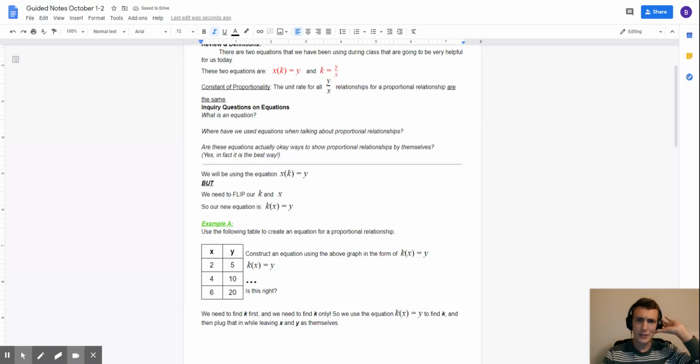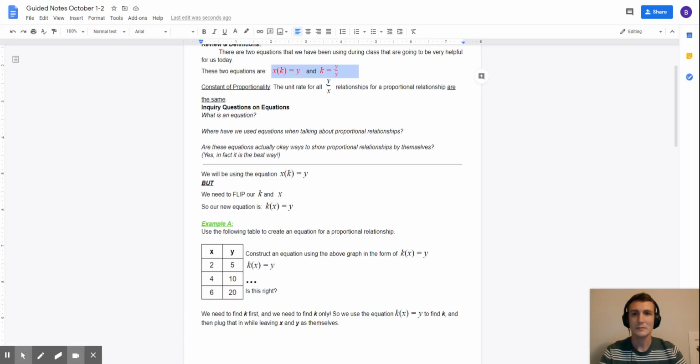Where have we used an equation when talking about proportional relationships? I kind of gave that away just now, didn't I? Right here. These are both equations, and they are so important. We're going to use them almost exclusively during this lesson. So these are really good.